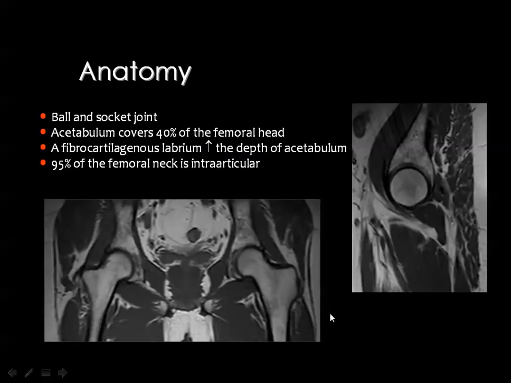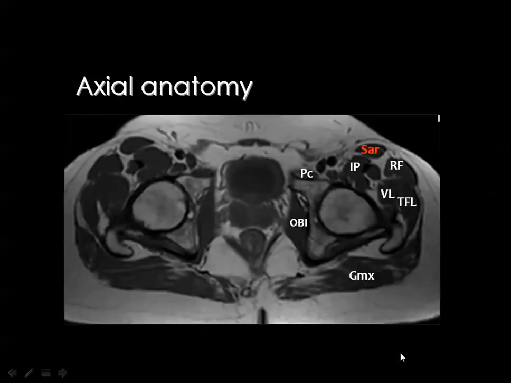A fibrocartilaginous labrum helps to increase the depth of the acetabulum, and the labrum is usually triangular in shape, and it appears beautifully in the sagittal as well as in the coronal images. It will show dark signal in all pulse sequences. And you should know that about 95% of the femoral neck is intra-articular in location.